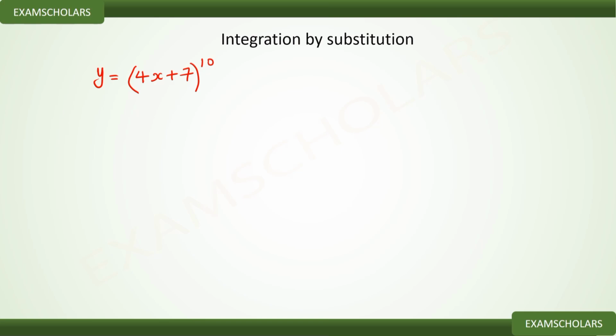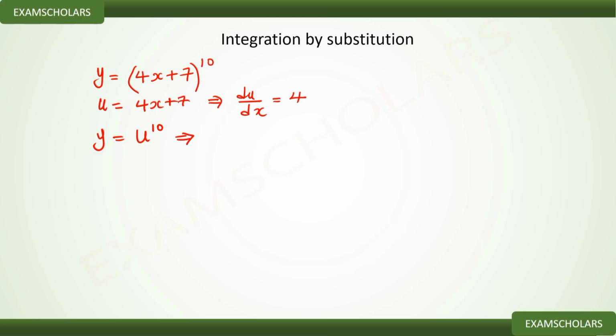It will take a lot of time. So instead of doing it, you can differentiate it as a whole using the chain rule, which is substitution. You say u equals 4x plus 7. You differentiate u with respect to x, so du/dx is 4. Since u is equal to this, y equals u raised to power 10.